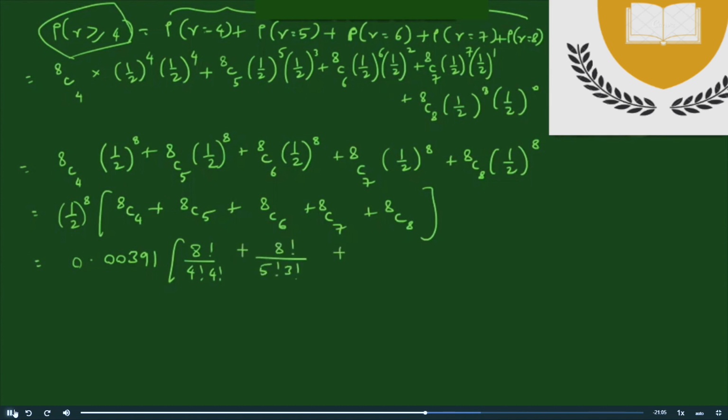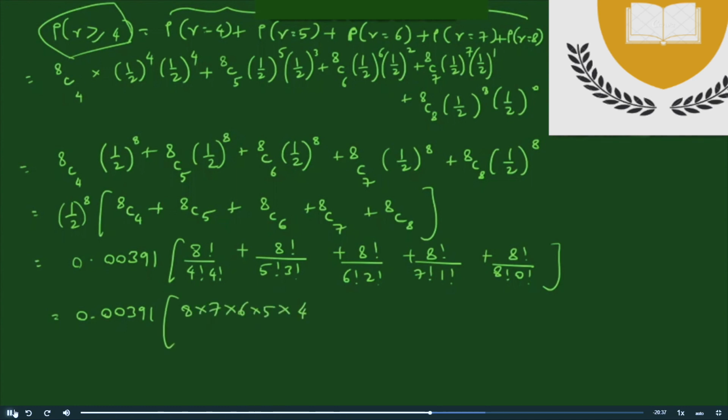Here I will simplify 8 factorial by 4 factorial into 4 factorial plus 8 factorial by 5 factorial into 3 factorial plus 8 factorial by 6 factorial into 2 factorial plus 8 factorial by 7 factorial into 1 factorial plus 8 factorial by 8 factorial into 0 factorial. This would be equal to 0.00391 into 8 into 7 into 6 into 5 into 4 factorial by 4 factorial into 4 into 3 into 2 into 1. This will get cancelled.